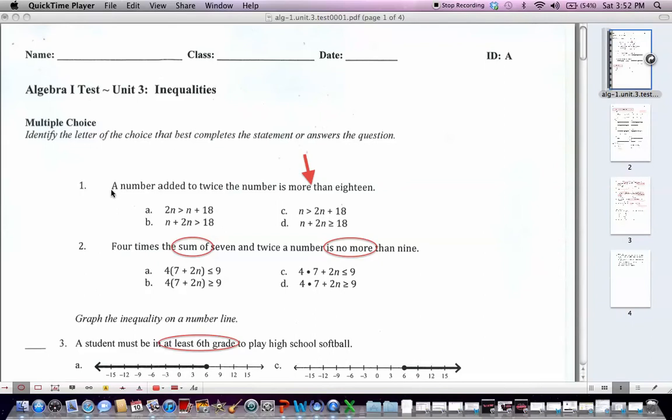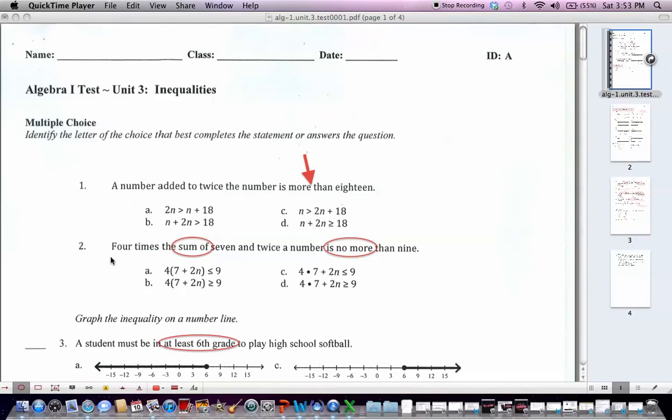Number 1. A number added to twice the number is more than 18. I put a little arrow here where it says more than, because that's your little key word right there. Refer to the inequality chart that I've already given you so you can understand the words that suggest the operation. A number added to twice the number is more than 18.